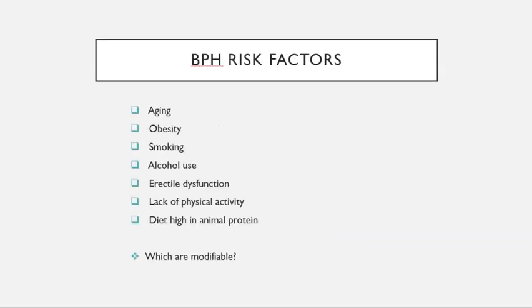Lastly, here are your BPH risk factors, and as far as which ones are modifiable, that's going to be what the patient can change. So obesity, smoking, alcohol use, lack of physical activity, and diet high in animal protein.